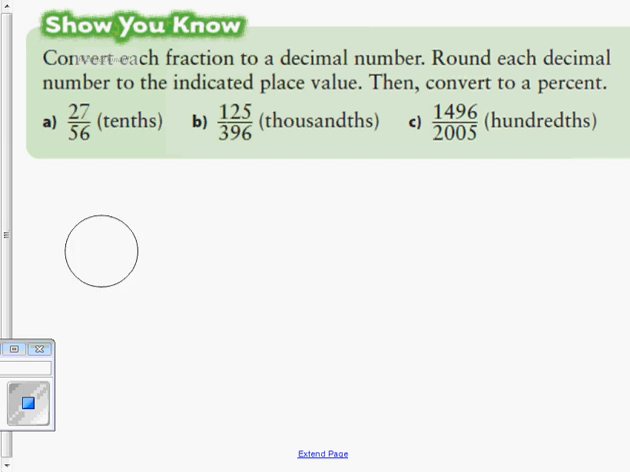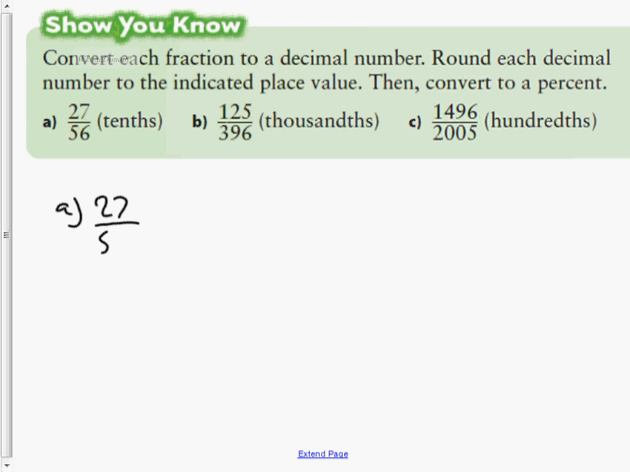Okay, this is section 4.2 in your Mathlinks 7 book. The first Show You Know asks you to convert each fraction to a decimal number, round each decimal number to the indicated place value, then convert to a percent. Okay, so the first question says 27 out of 56.